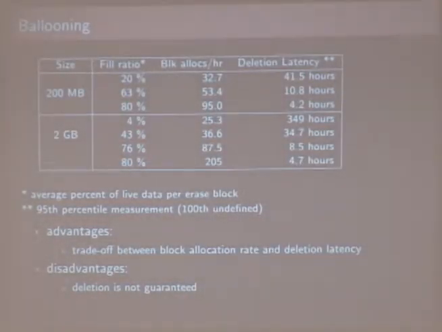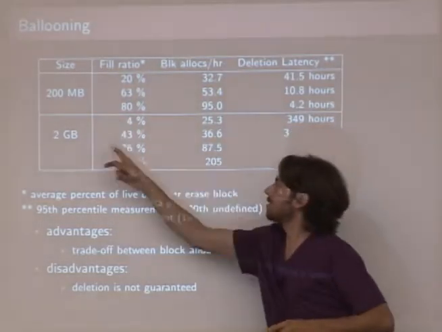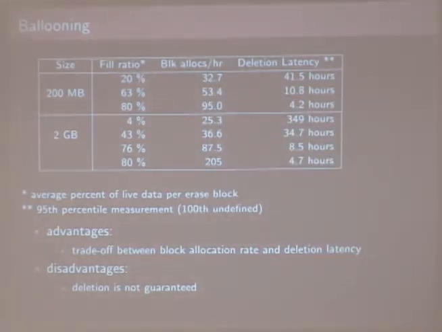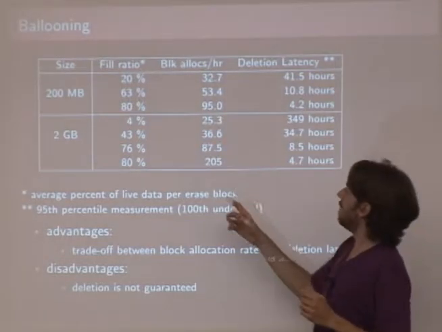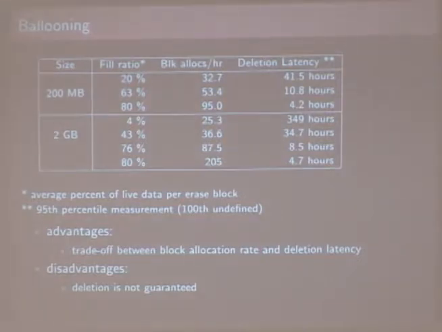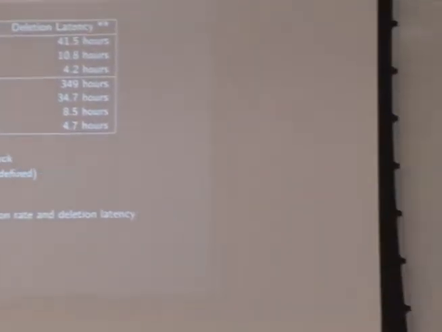As for some numbers, what I've presented here is for two different storage media sizes, 200 megs and 2 gigs. The first row corresponds to the results without using ballooning at all, just running our simulations normally. As you can see, as we increase the amount of ballooning, the metric that I used to express how much we did is called the fill ratio, which is the percent of data that is considered valid on an erase block. So here at 80%, it means that if you pick a random erase block, you'll find 80% of the data there is valid, which means that when you perform a garbage collection, you're going to have to copy 80% to somewhere else.